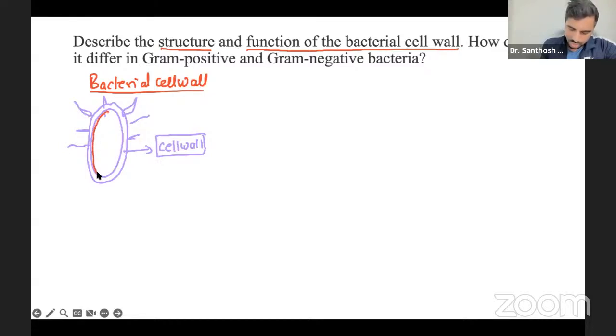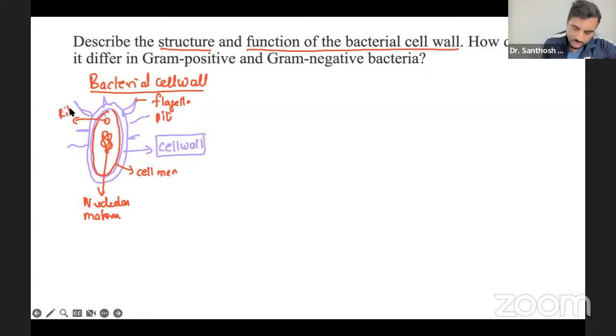Okay, when you draw the picture, draw a good picture. Inside, you're seeing the cell membrane, the flagella and pili, and then the nuclear material. Nuclear material is not a nucleus, but you have nuclear material. And add all the ribosomes and every structure you know, whatever structures you know, you can add.